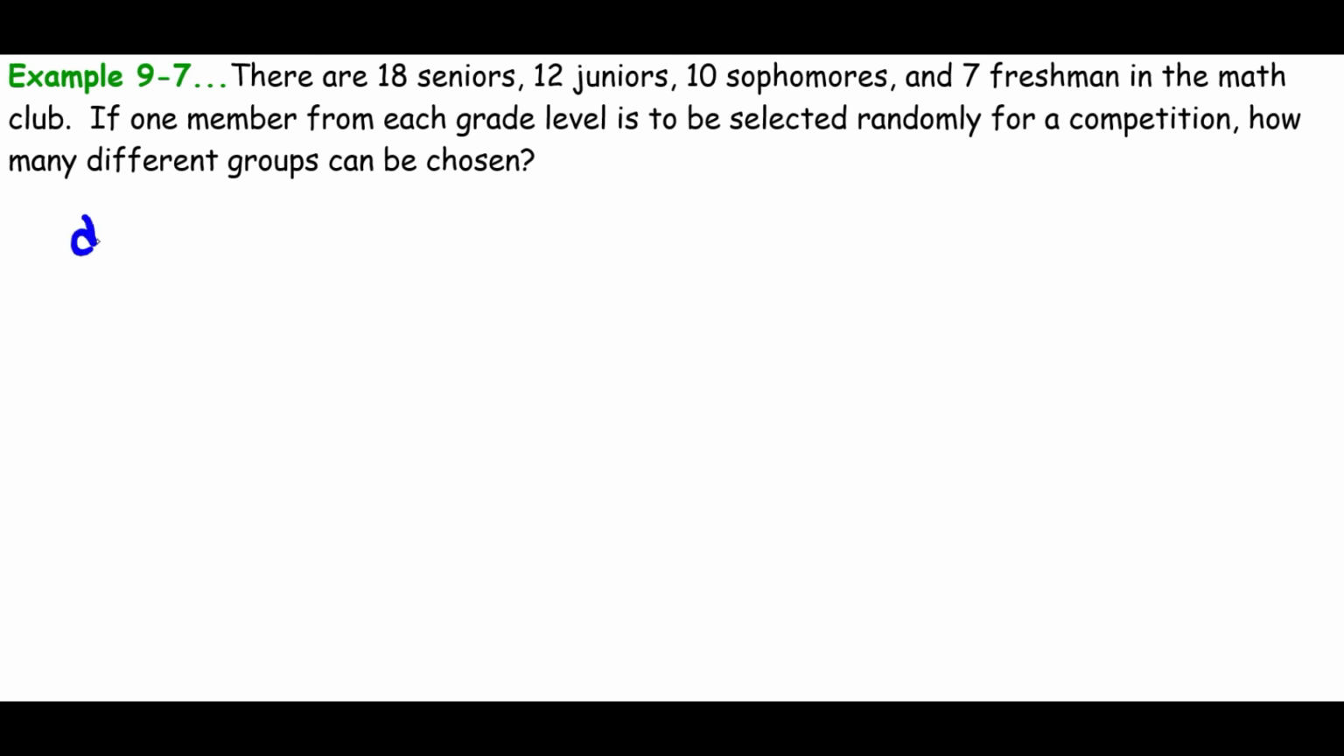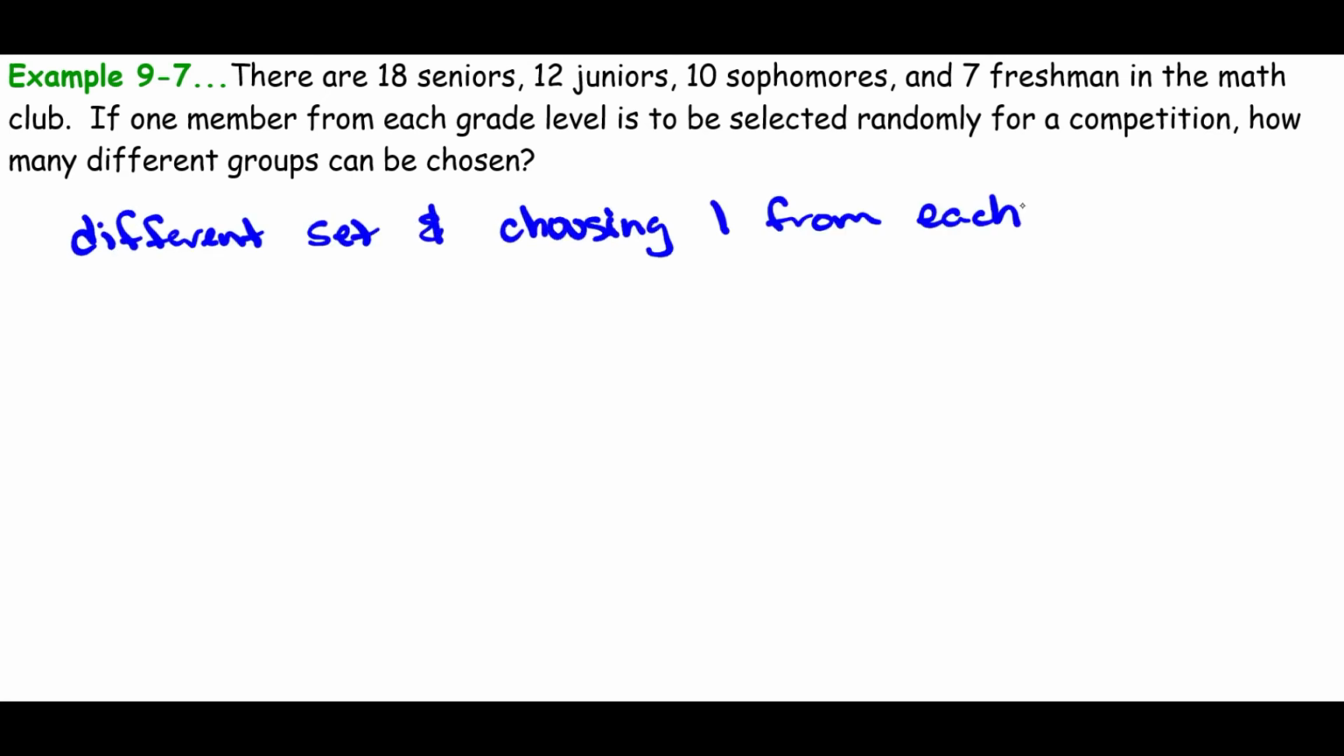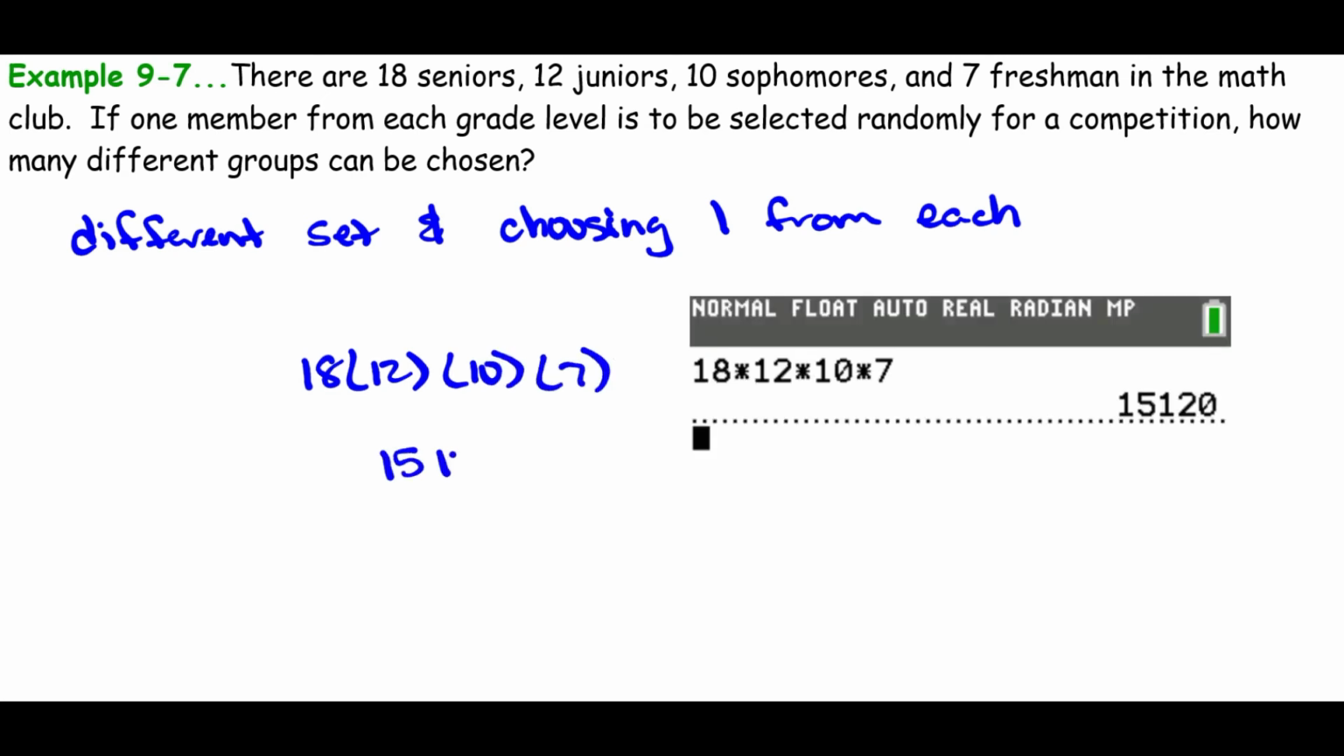So we do have different sets, and we're choosing one from each. If you're choosing more than one from each, then it becomes a different problem where you have to kind of break it down a little bit. So as long as you're choosing one from each group, then you're just using that multiplication counting rule. And so remember here, we're just going to take the 18 times the 12 times the 10 times the 7. And then we just get 15,120.